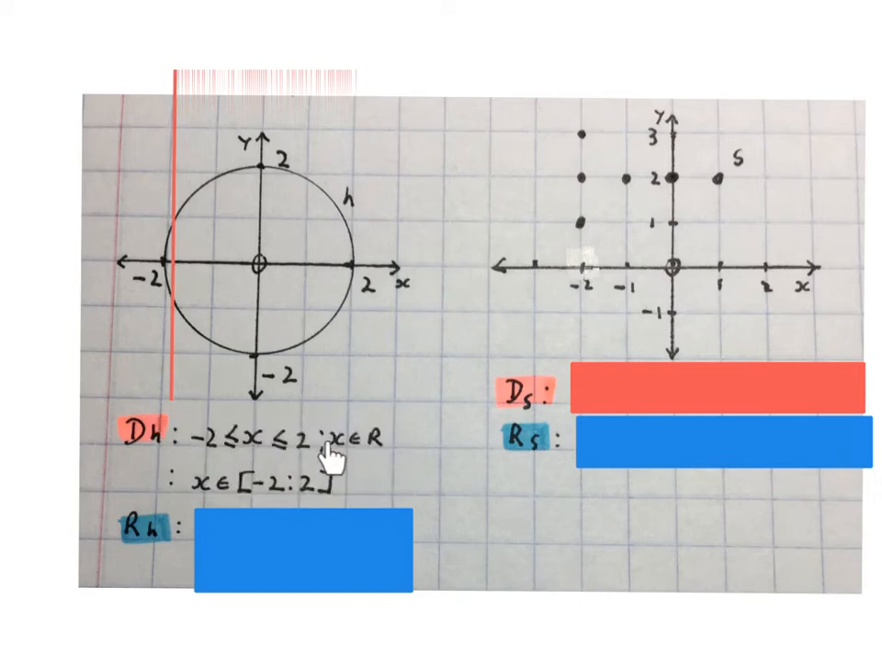So our domain will be one of these two ways of writing it: x is bigger than or equal to minus 2, x is smaller than or equal to 2, x is an element of real numbers, or in interval notation like this.